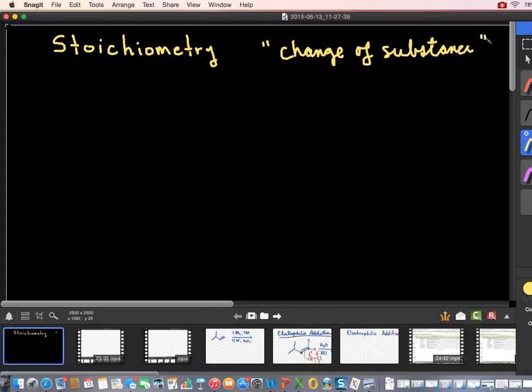So in all cases in stoichiometry, the first thing we absolutely must have is a balanced chemical equation. So I'm going to use a hypothetical equation where I have A moles of A and B moles of B, and they're going to react and they're going to produce C moles of C and D moles of D. All the stoichiometry calculations will have the following in common.